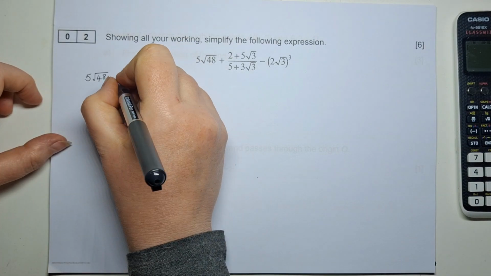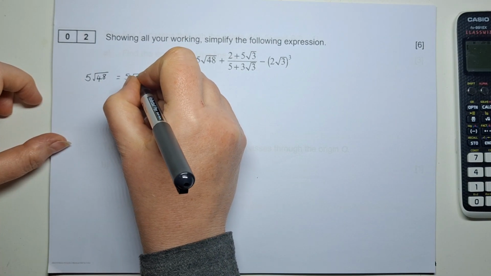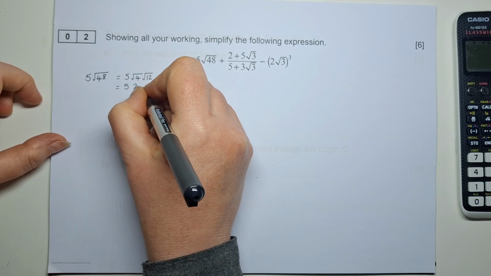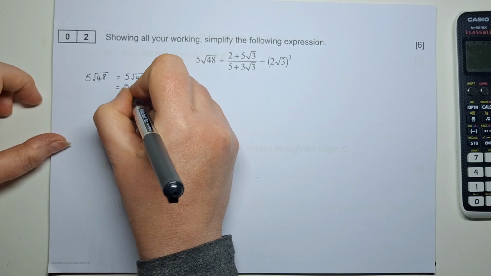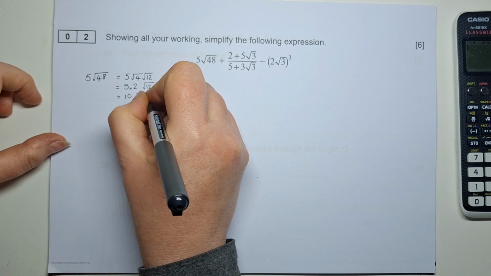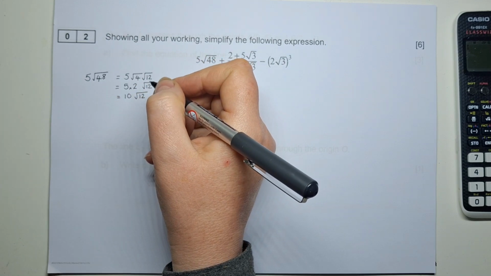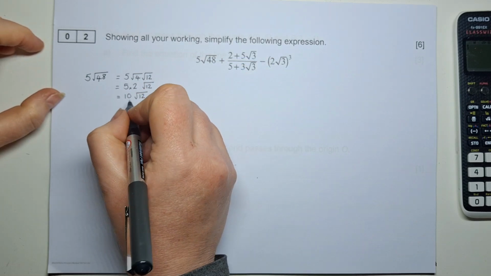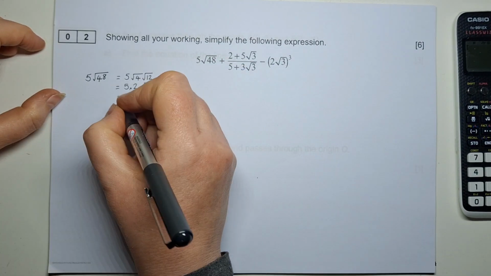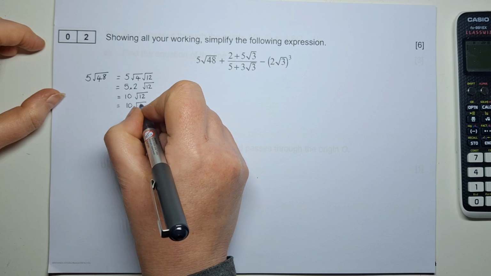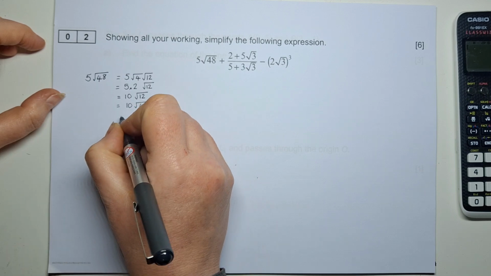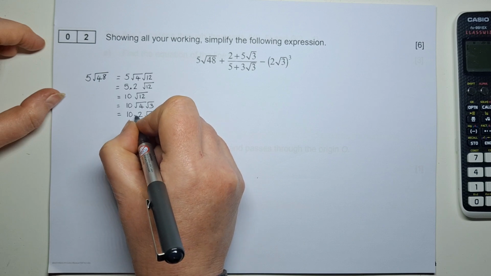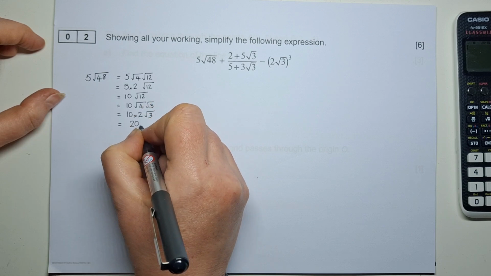If you only spotted 4, you could write that as 5 root 4 root 12, which turns into a 5 times a 2 times a root 12, which turns into 10 root 12. But then we'd have to break that down again and turn that into square root 4 square root 3. And again, the square root 4 turns into a 2, and we'll end up with 20 root 3.